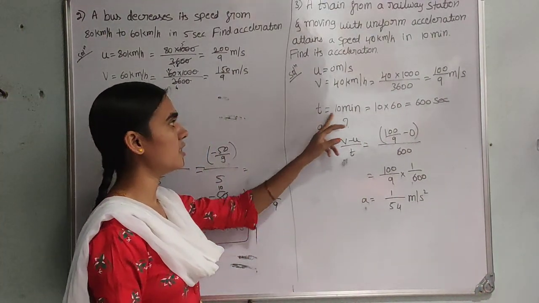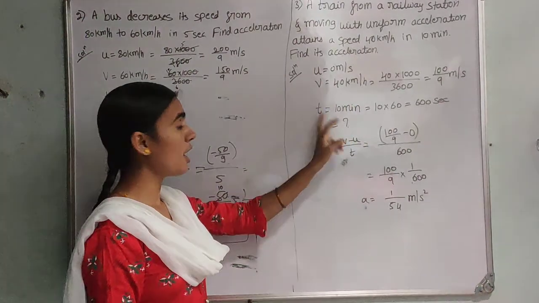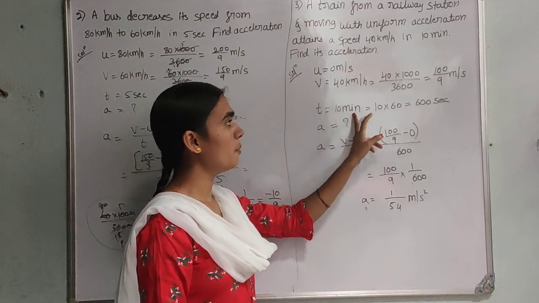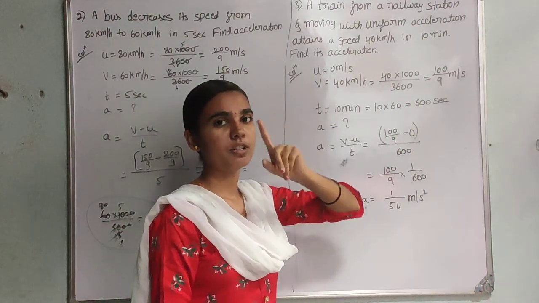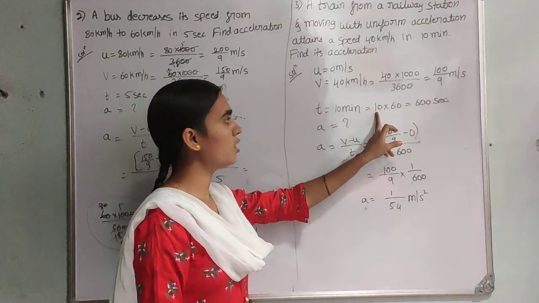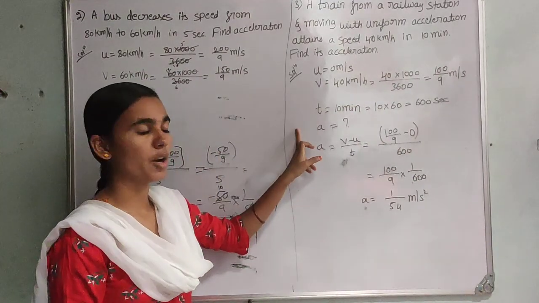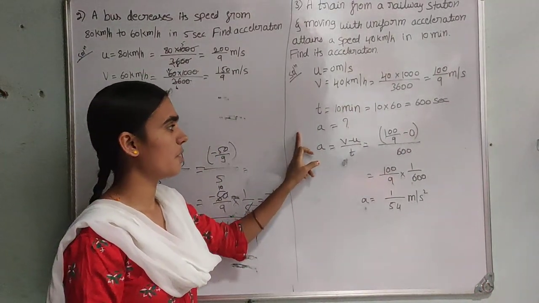So time is in terms of minutes, which we have to convert in terms of seconds. So this 10 minutes is 10 into 1 minute equal to 60 seconds. So that's 10 into 60, that is 600 seconds. What we have to find out is the acceleration.